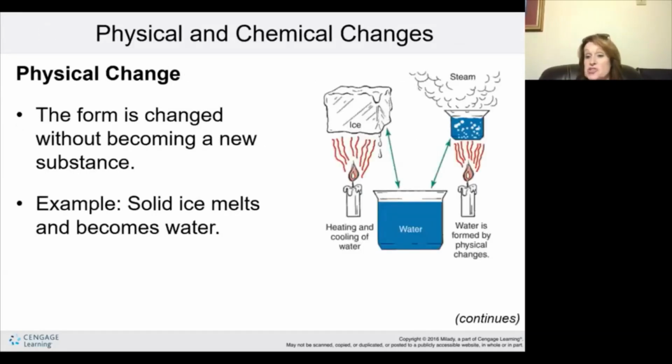Matter can be changed in two different ways. Physical forces cause physical changes, and chemical reactions cause chemical changes. A physical change changes the form without forming a new substance. An example: solid ice melts and becomes water. There are no new chemicals, just a different form.